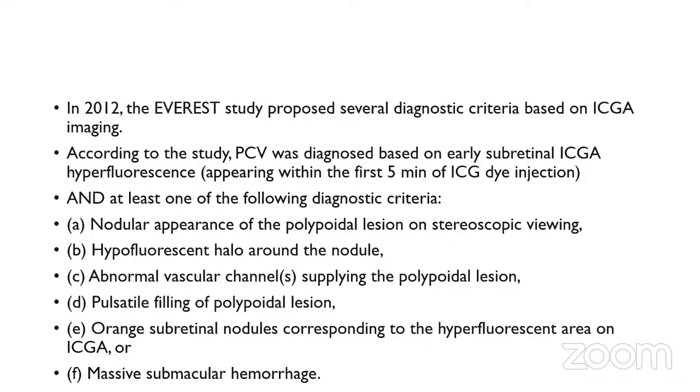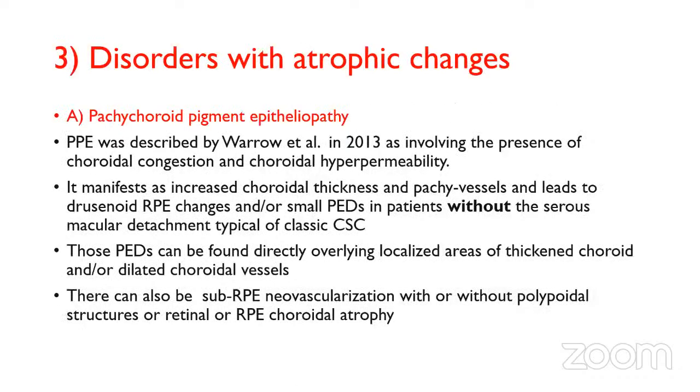Either nodular appearance of polypoidal lesions on stereoscopic viewing, or a hypofluorescent halo around the nodule on ICG, or abnormal vascular channels supplying the polypoidal lesion, pulsatile filling of the polypoidal lesion, or orange subretinal nodules corresponding to the hyperfluorescent area, and massive submacular hemorrhage. So if the first one and any of the next 6 is present, then it is considered to be PCV.